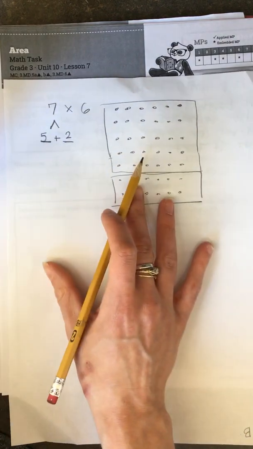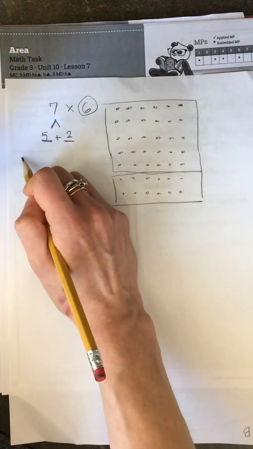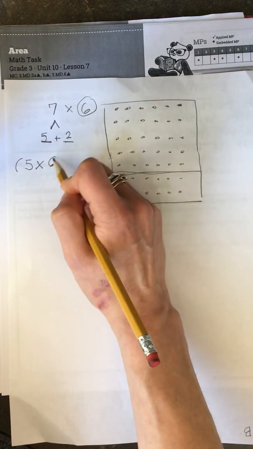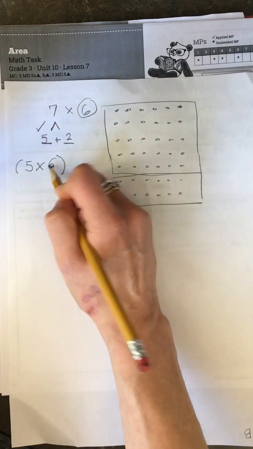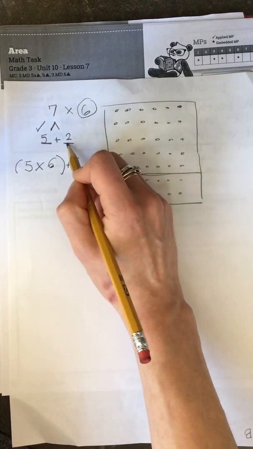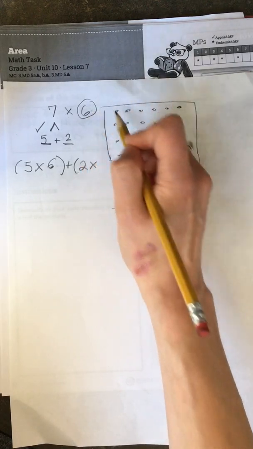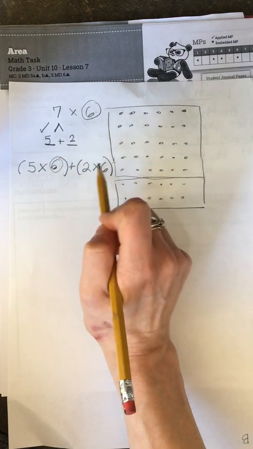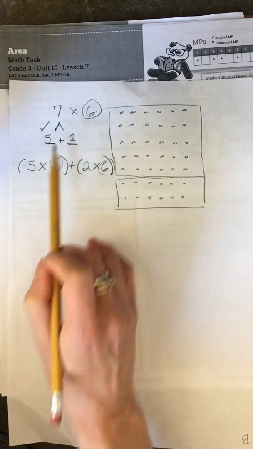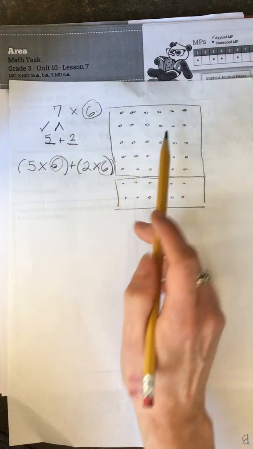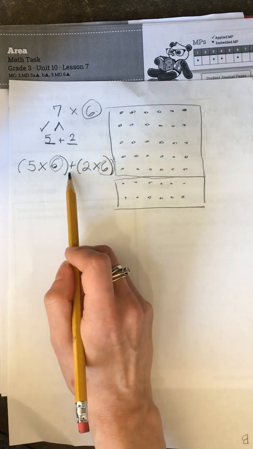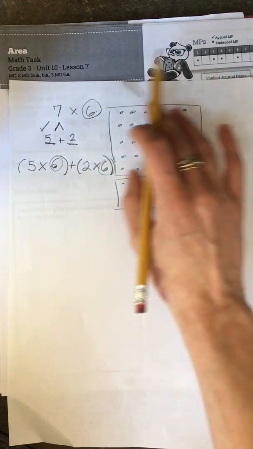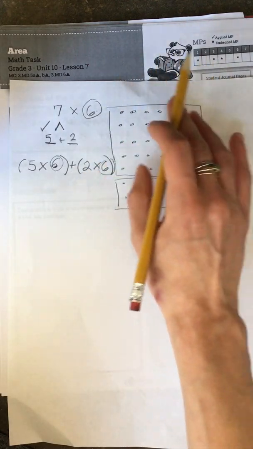So now what we're going to do is start distributing. My 6 always stays the same. So in parentheses, I'm going to put 5 times 6, and I'm going to check off that I used the 5, plus 2 times 6. Okay, I'm keeping my 6, and I'm distributing the 5 and the 2. Now I have 5 rows of 6 and I have 2 rows of 6. And I know that whatever that is added together is going to equal how many I have in all in my array. Okay, it's going to equal my product.